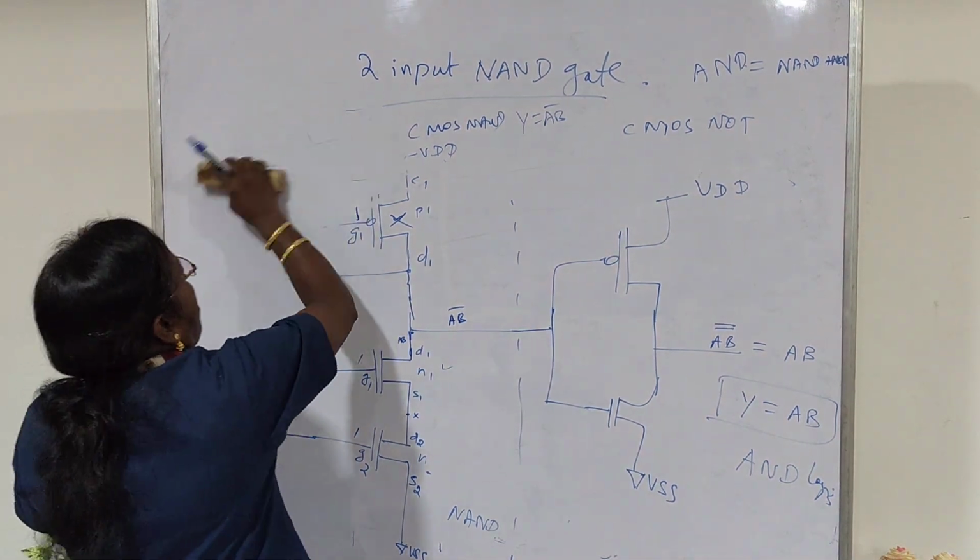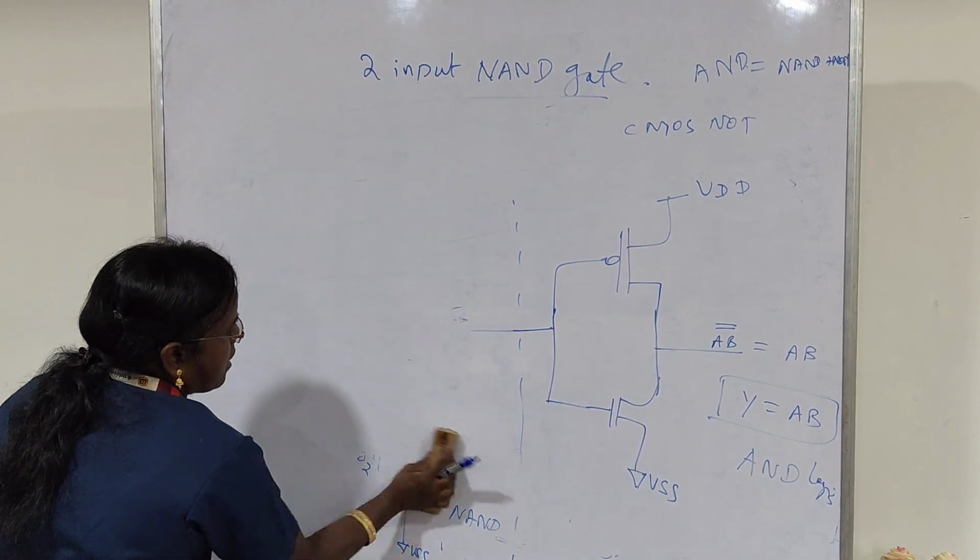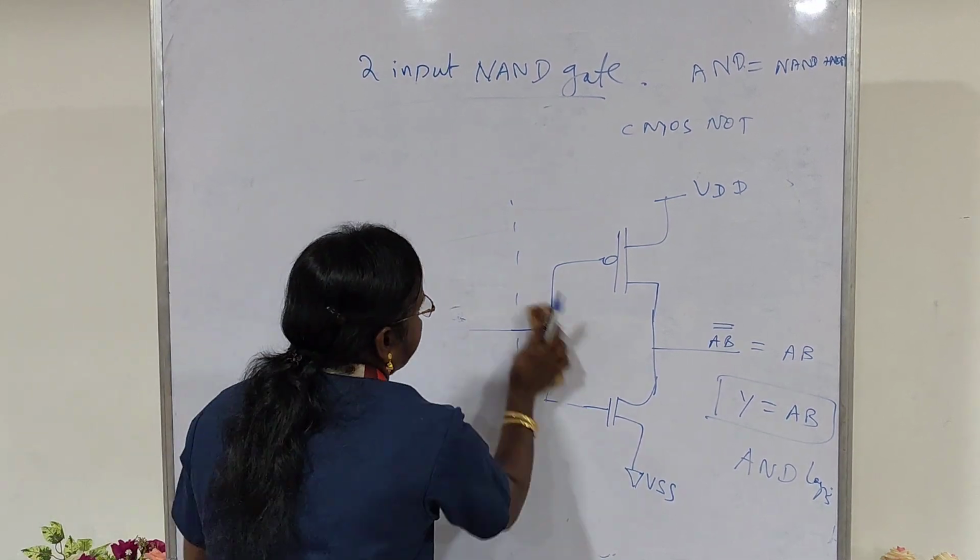Okay. Now, how can we implement a 2 input NOR gate and OR gate?